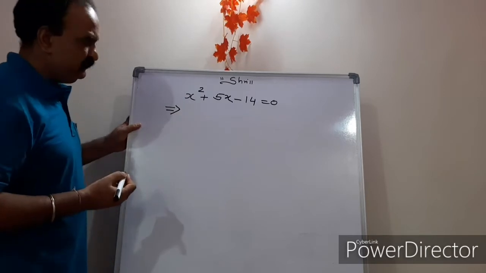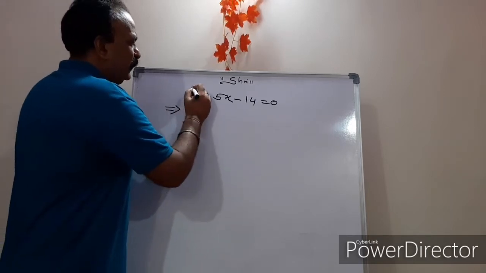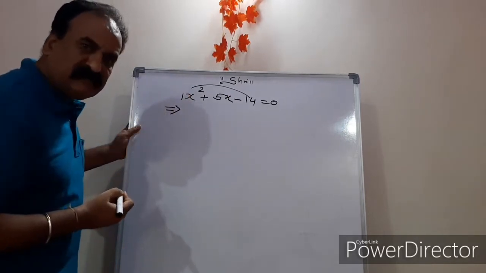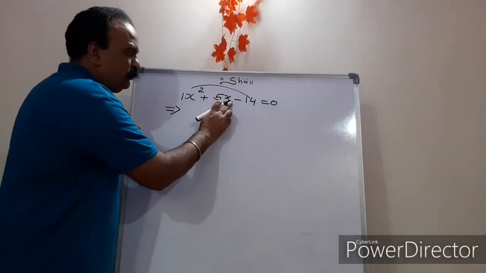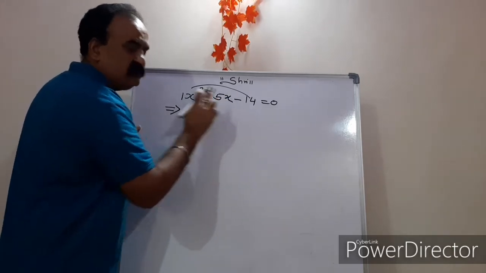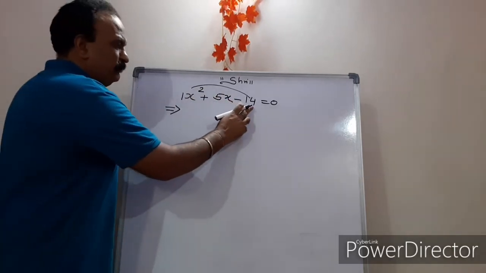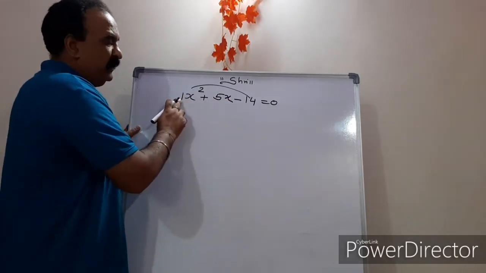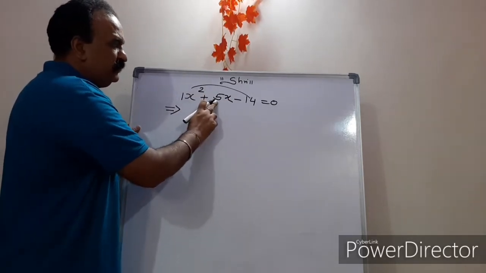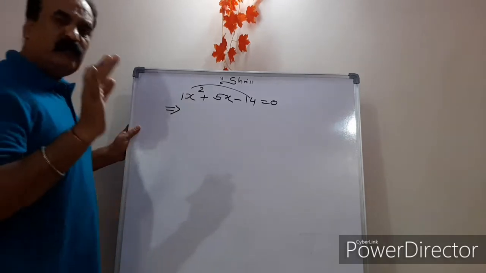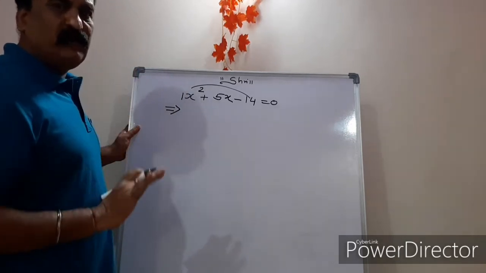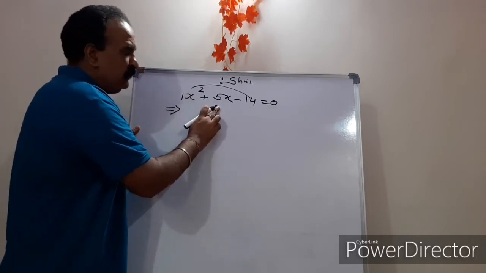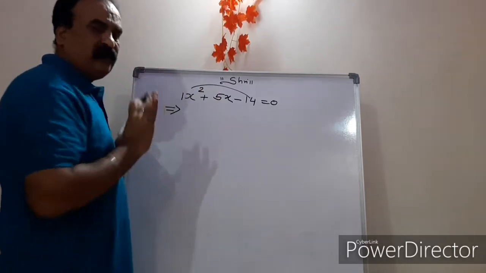I am going to ask you something. The coefficient of x square is 1 here, the coefficient of x is 5 here, and this is the constant term, 14. What are those numbers whose multiplication is 14 and whose addition or subtraction gives 5? I only have the numbers 7 and 2 for 14. Now the question is, what should be the sign of 7 and what should be the sign of 2?